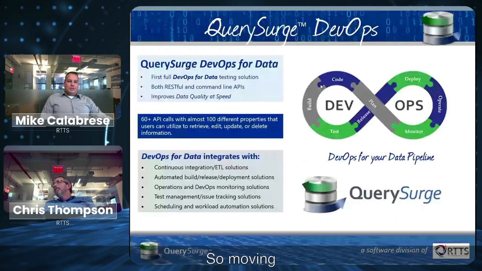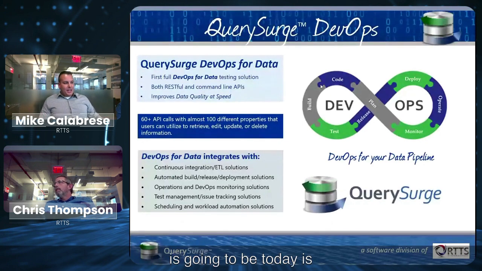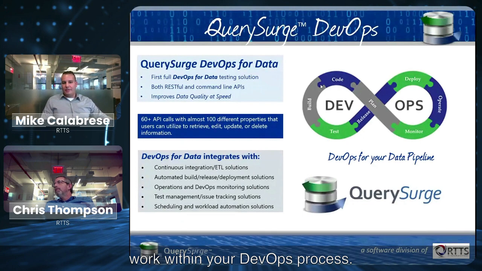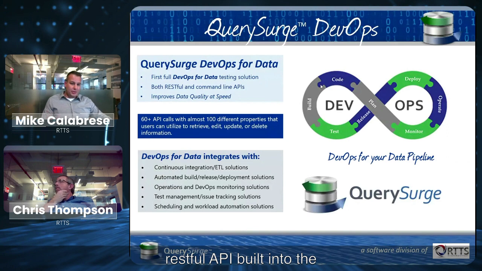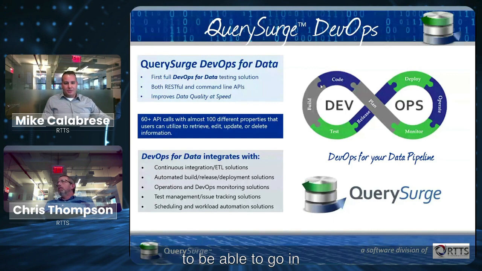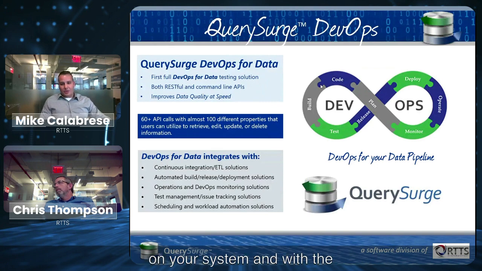So moving on now to what our main topic is going to be today: QuerySurge and how QuerySurge can work within your DevOps process. QuerySurge itself comes with a RESTful API built into the tool. There's over 60 calls, growing with each release, to be able to go in and do a lot of the things that you may want or are capable of doing in the UI. You can do programmatically. And that works really well with being able to integrate with the different pipelines that you may have on your system and with the various technologies that you may have in place.